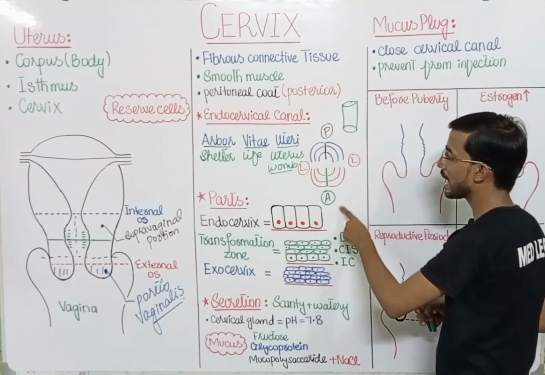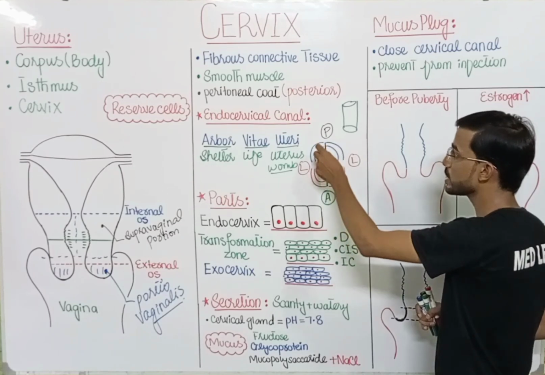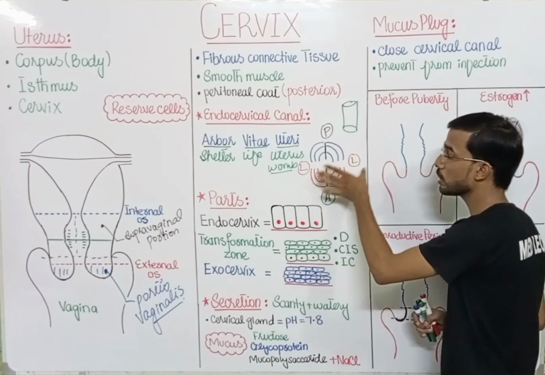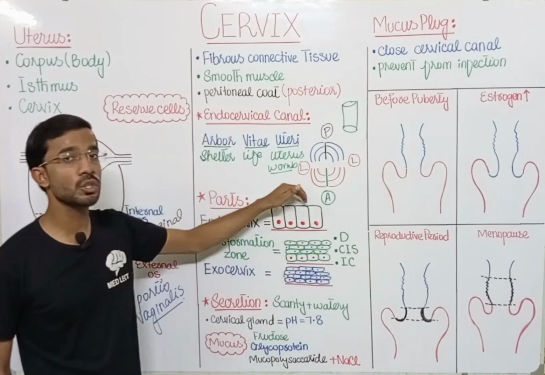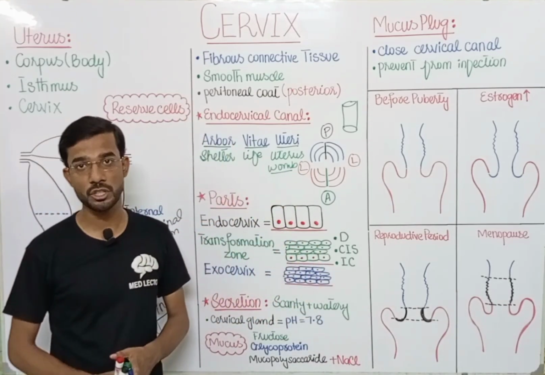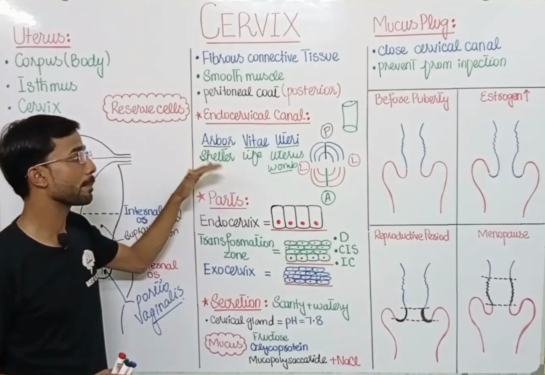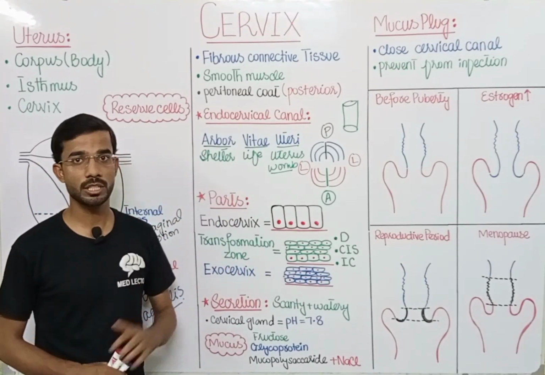Now at the posterior and anterior you will see the ridge, and from the ridge you will see the projections, and these projections go toward the lateral side. Simply, it looks like the different branches of a tree. That's why we call it the arbor vitae uteri. This is the important thing.